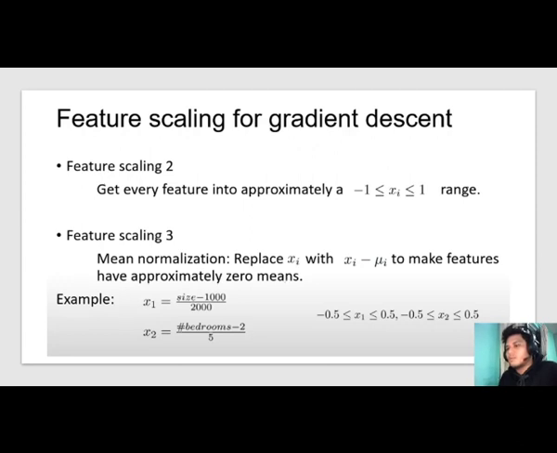So for example, if I choose the size of 1500, minus 1000, divided by 2000, we will obtain the value of 0.25. And for the second example, if we choose the number of bedrooms, for example 5 minus 2 divided by 5, we obtain the value of 0.6. So 0.25 and 0.6 are still within the range of 0 and 1. It depends on the designer to choose the range for each feature.